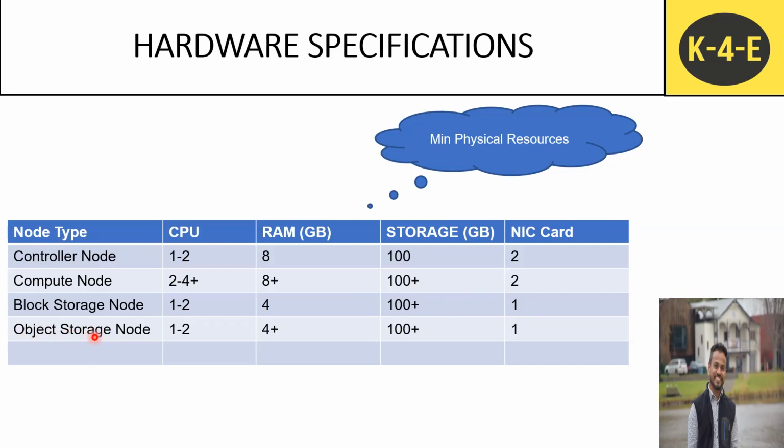Now talking about the object storage, the same goes here. You should have 1 to 2 CPU, more than 4 GB of RAM, more than 100 GB of storage, and one NIC card. So these are the physical resource requirements for your different types of nodes. Here I didn't mention undercloud nodes. You might ask me why I didn't include it, because the undercloud node is something different. It is not part of the actual overcloud architecture. That is why I didn't mention it.